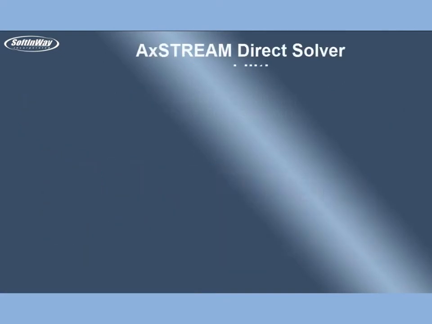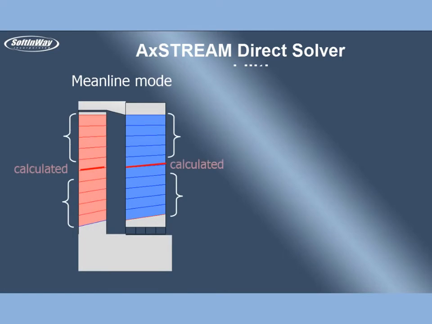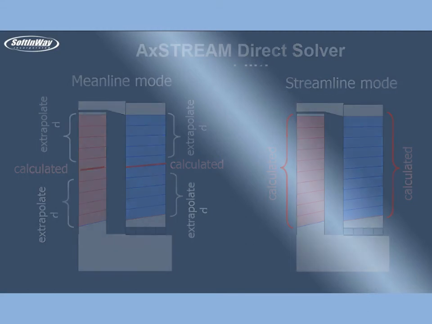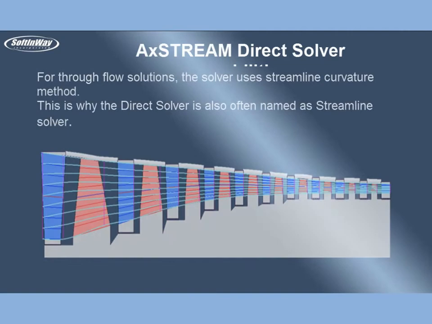AxSTREAM Direct Solver runs in 2 main modes: meanline mode and streamline mode. In meanline mode, the solver estimates performance using meanline geometry only. The output data is extrapolated to other span-wise sections according to the free vortex law. In streamline mode, the solver takes into account the actual span-wise geometry distribution and output data is calculated for each span-wise streamline. For through-flow solutions, the solver uses the streamline curvature method. This is why the direct solver is also often named the streamline solver.